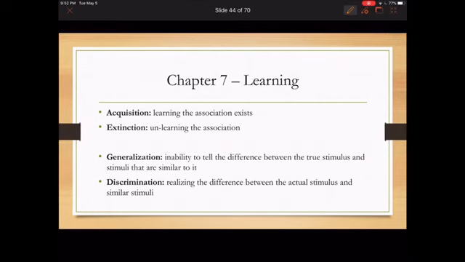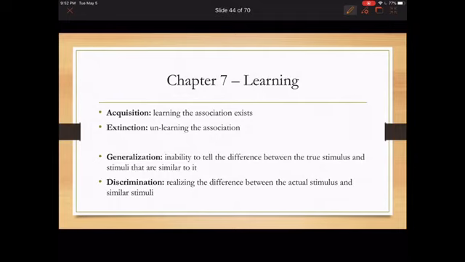Acquisition is learning that the association exists, so learning that every time you ring the bell, something embarrassing happens to me. That would be acquisition. Extinction is unlearning that association. So if all of a sudden the person who has trained me starts ringing the bell and nothing embarrassing happens to me, then I'm going to start to unlearn that association and no longer think that the bell is leading to an embarrassing situation.